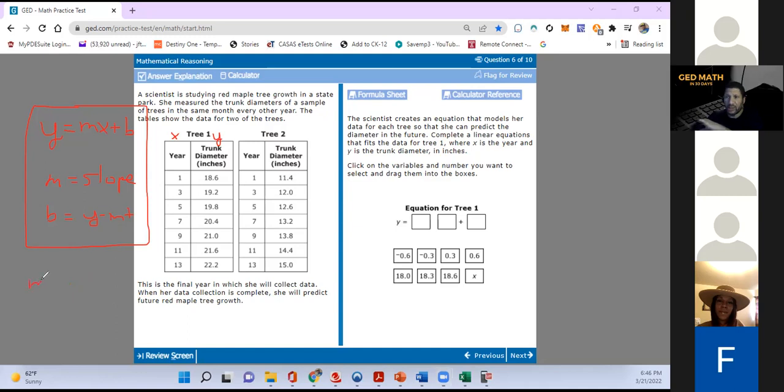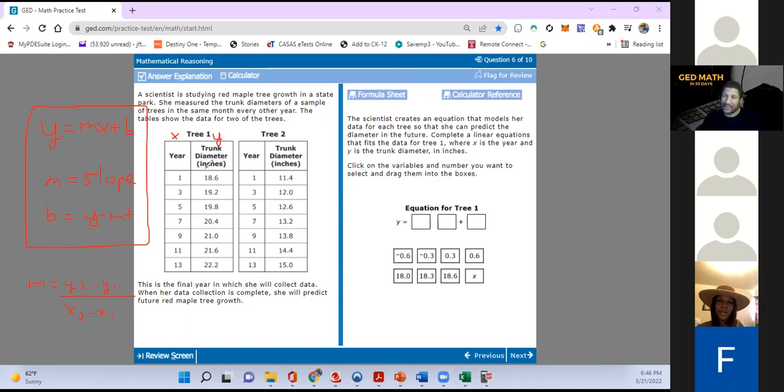These are the things you must understand. This is not about memory. When you do a problem, you must identify what you're given. What you have to recognize is that even though they gave you a table, they're giving you multiple points. As Sheila said, X is my year, Y is my trunk diameter.